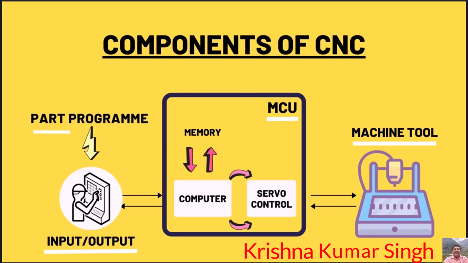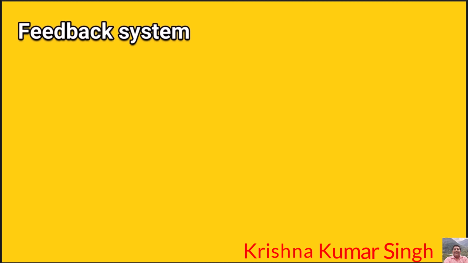The next component is the most important component of CNC machine, that is the machine tool itself. It is capable to respond to the signals from the MCU and perform the desired operation for the manufacturing of the part. The next component is the feedback system.